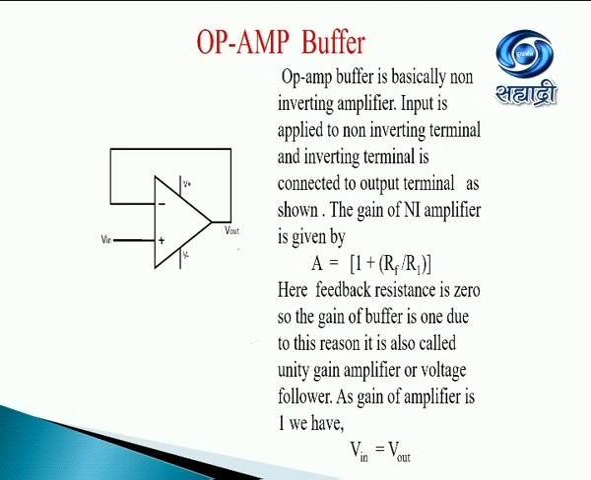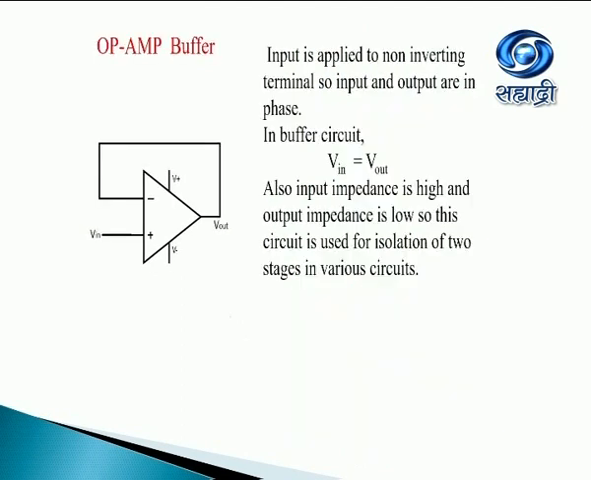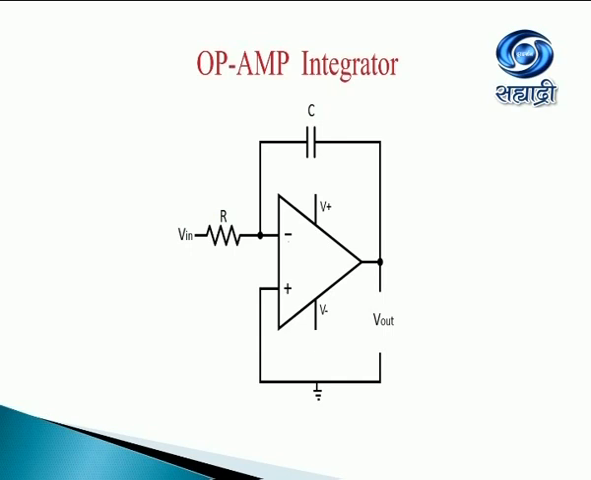As the gain of the amplifier is 1, we have Vin is equal to Vout. The input is applied to the non-inverting terminal, so input and output are in phase. In a buffer, Vin is equal to Vout. Also, the input impedance is high and the output impedance is low, so this circuit is used for isolation of two stages in various circuits.